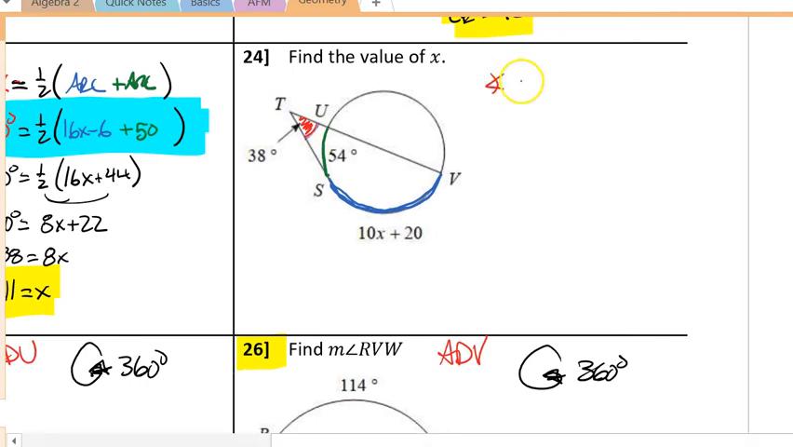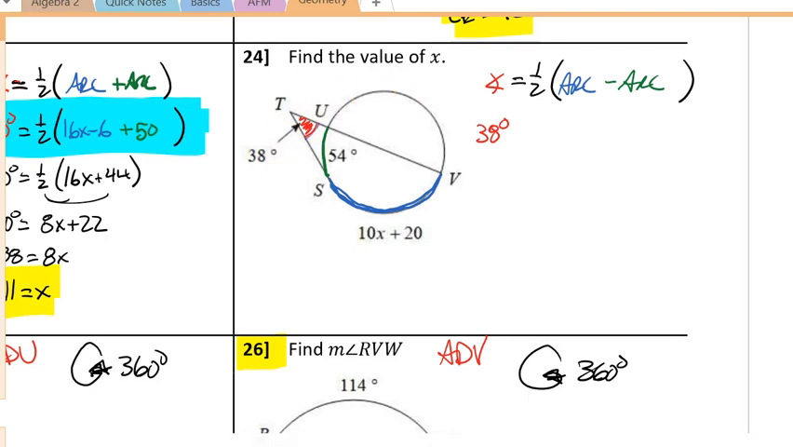So my angle measure is equal to 1/2 of me subtracting the arcs, biggest arc minus smaller arc. Looking here, we once again know the angle measure of 38 degrees, and we know, quote unquote, the arc measures. This is equal to 1/2 of the bigger arc measure, which is 10x plus 20, and my smaller arc measure is minus 54.